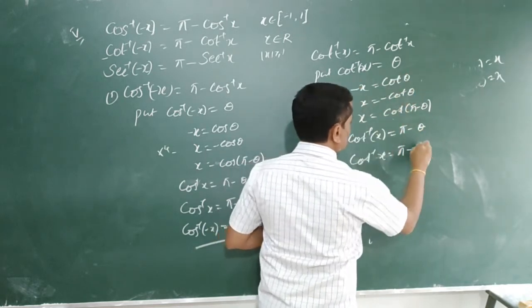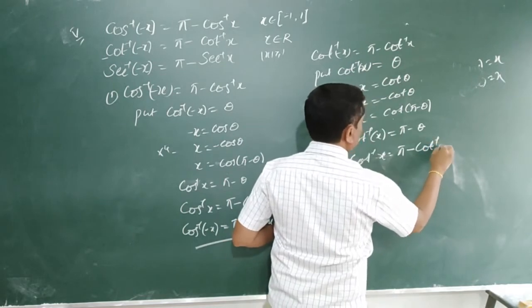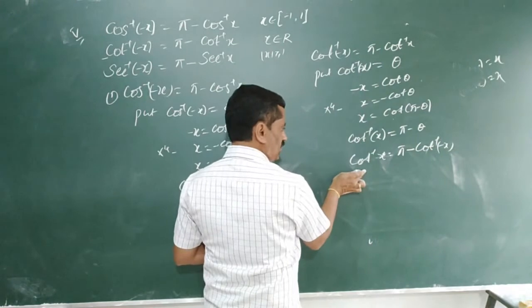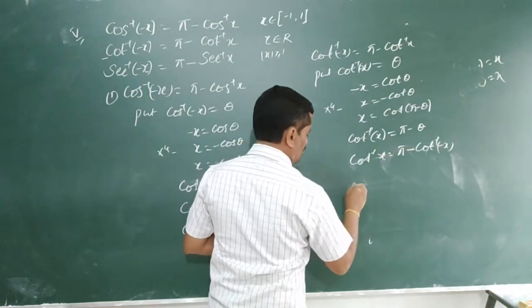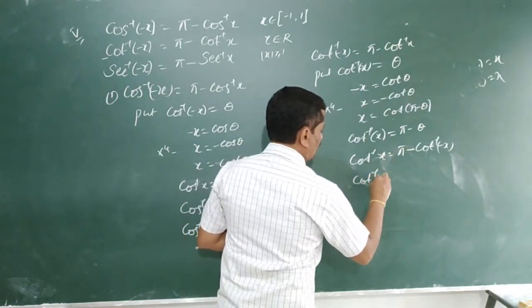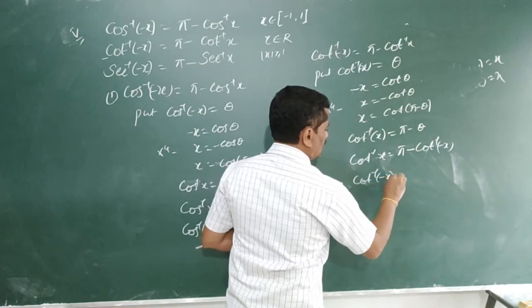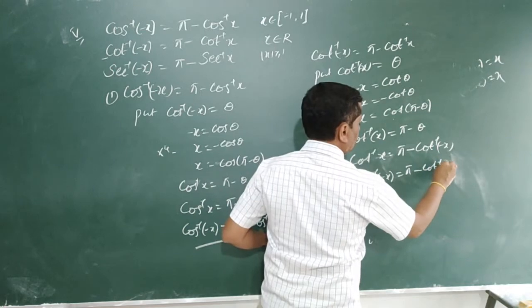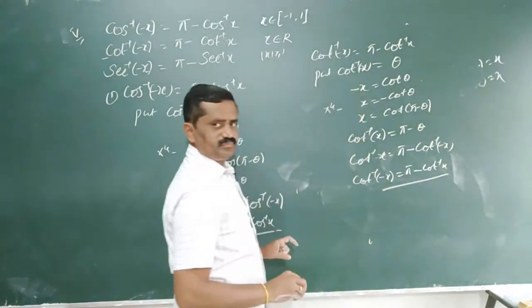We have here cot inverse of minus x. Bring this term to the LHS and the other to the RHS. Therefore, cot inverse of minus x is equal to pi minus cot inverse of x.